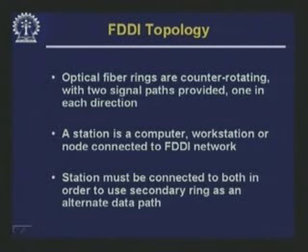A station may be a computer, workstation or node connected to the FDDI network. There are some network nodes also, we will talk about this. A station must be connected to both rings in order to use the secondary ring as an alternate data path. If it is connected to only one of them, then it cannot use the alternate path.